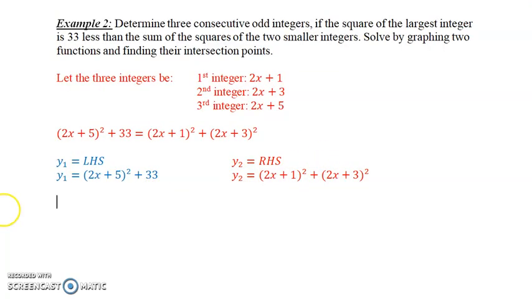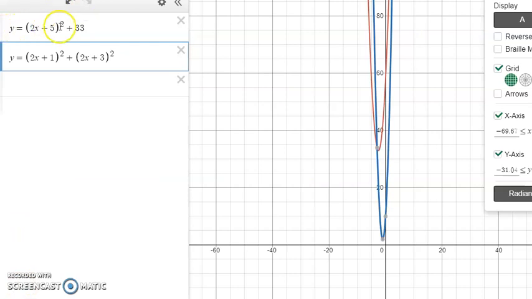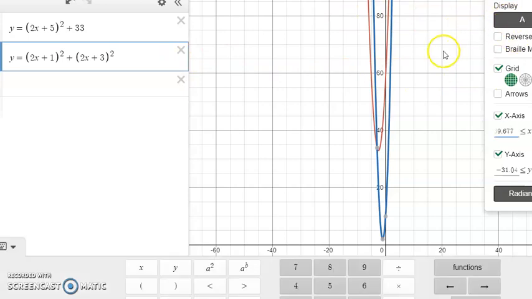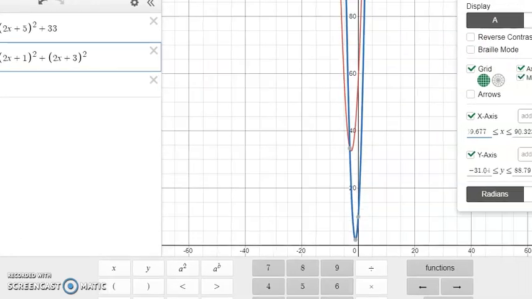All right, so this is where we go to our graphing. So I've added the 2 equations in Desmos, y1 equal to (2x plus 5) all squared plus 33, the left-hand side, and y2 equal to (2x plus 1) all squared plus (2x plus 3) all squared. And I got this graph. It is 2 parabolas, but what you want to do is adjust your window, on your calculator.